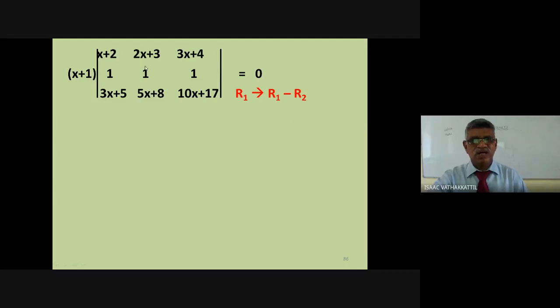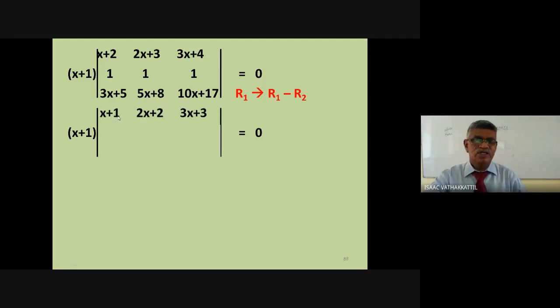Before that, if we subtract, there is x plus 2, 2x plus 3, and 3x plus 4. If we subtract 1, 1, 1, the column operation I will reserve, I will do it later. You will get x plus 1 here, then 2x plus 2, and 3x plus 3. You could observe that this 1, 1, 1 subtracted, that is R1 changes to R1 minus R2. First row becomes x plus 1, 2x plus 2, and 3x plus 3.